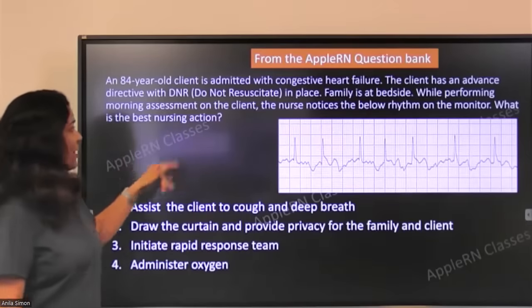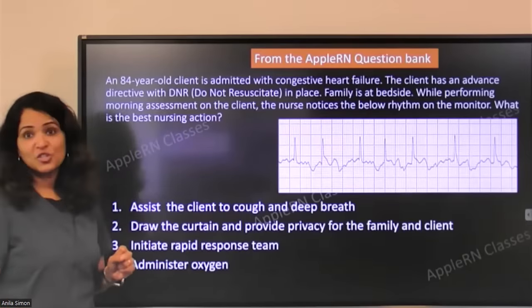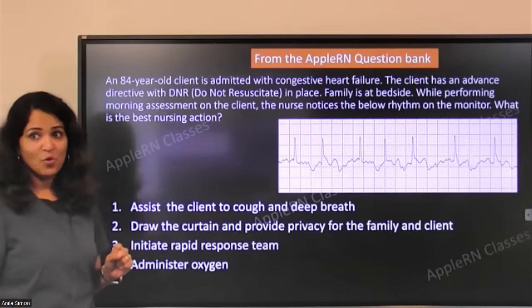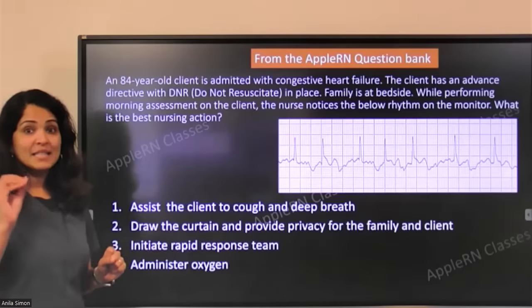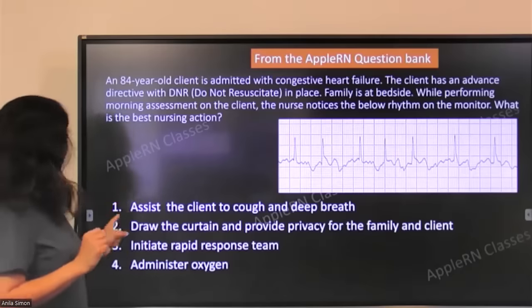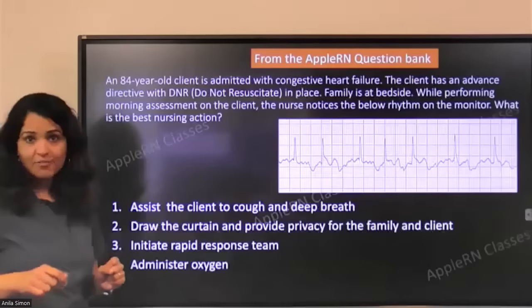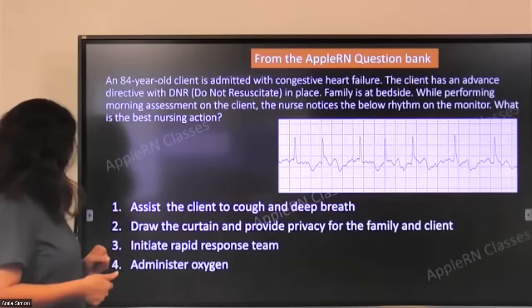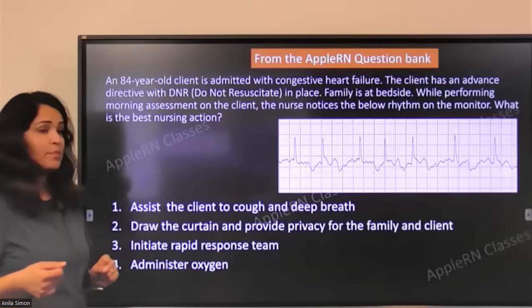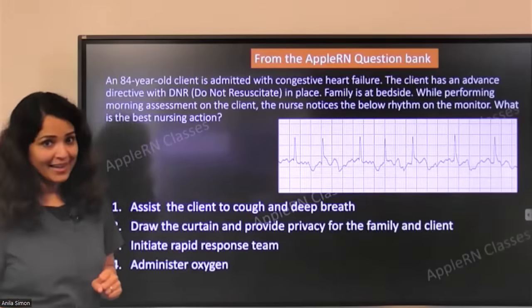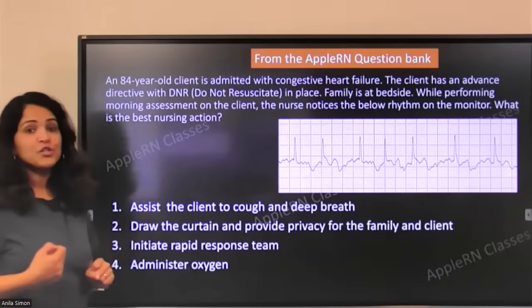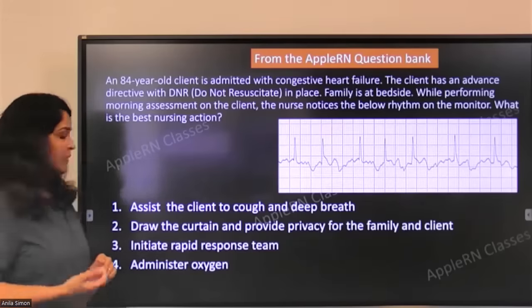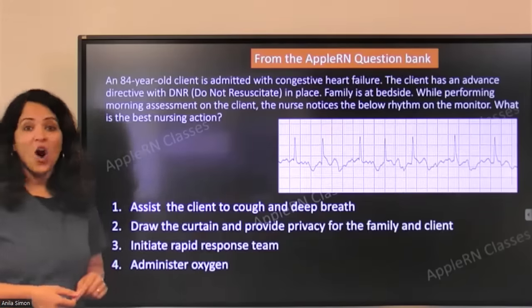While performing morning assessment on the client, the nurse notices the below rhythm on the monitor. What is the best nursing action? Number 1, assess the client to cough and deep breath. Number 2, draw the curtain and provide privacy for the family and client. Number 3, initiate rapid response team. And number 4, administer oxygen.